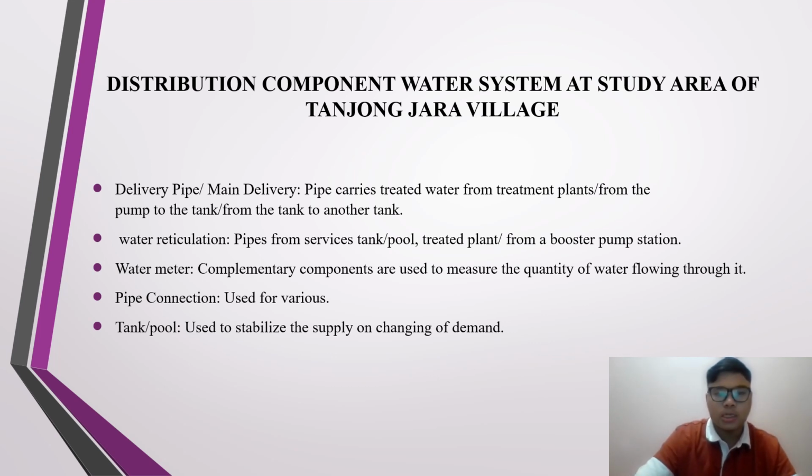Today I would like to present about distribution component water system at study area of Tanjung Jara village. Delivery pipe or main delivery pipes carry treated water from treatment plant, from the pump to the tank, from the tank to another tank. Next, water recirculation pipe from service tank or pool, treated plant from a booster pump station. Next is water meter, complementary components used to measure the quantity of water flowing through it. Pipe connection used for various purposes. Tank or pool used to stabilize the supply on changing of demand.